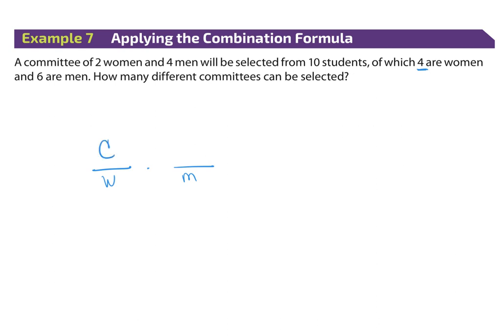So that's actually a combination. 4 is how many women I have. 2 is how many I am taking for the committee. Make sense? With my men, I have 6 altogether and I'm going to take 4. Make sense? So all of a sudden my counting principle is based on a combination, not just 6 times 4. I'm doing it in a different way. If I do these combinations individually, this is going to give me 6 options. This is going to give me 15 options. And so I end up with 90 different options when I do it that way.